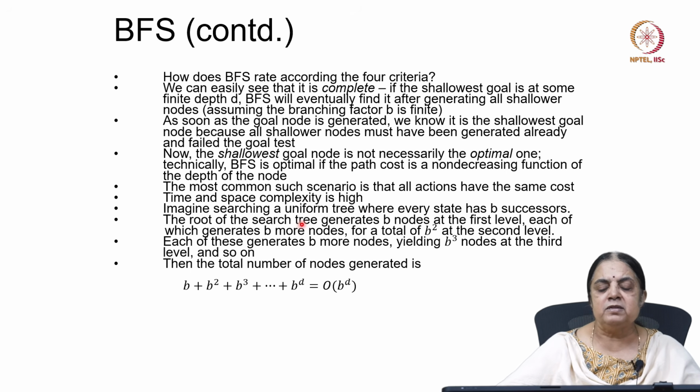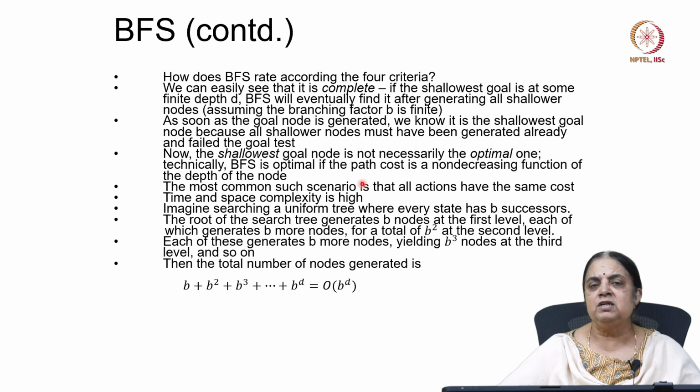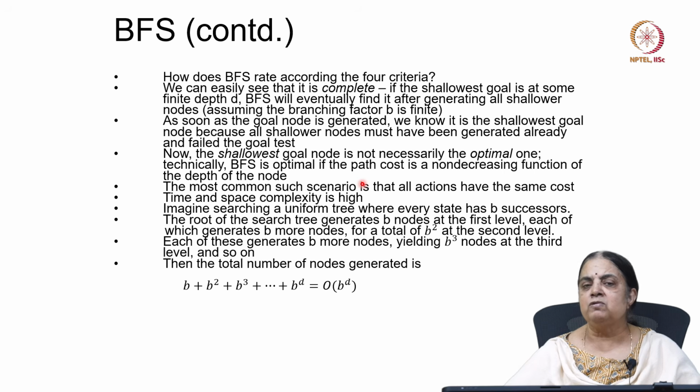So what happens is that if you start with one node, let us assume that the branching factor is B. So if your branching factor is B, the root node is going to expand to give B nodes, right? And if you take each of these B nodes and you expand those, each of them will give you B nodes, which makes it B squared nodes. And if you take each of those and each of them gives you B nodes, you will get B cubed nodes, right? So what will be the total number of nodes if you are going up to depth D?